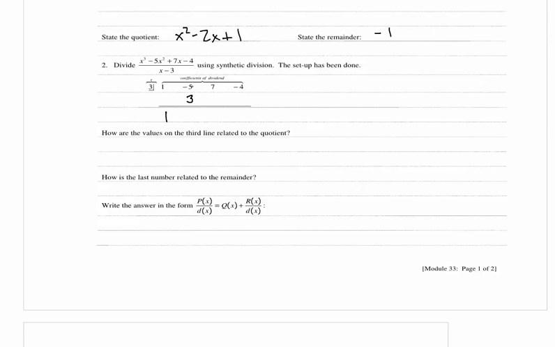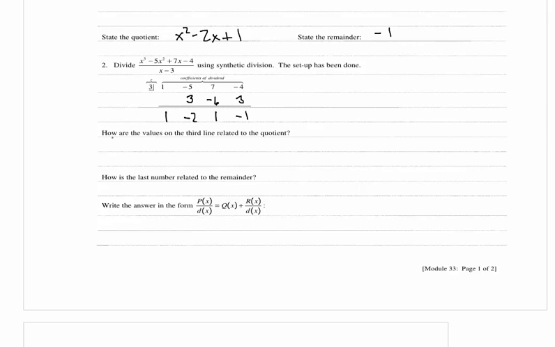And then we're going to add the next coefficient and the number we just placed there, so negative 5 plus 3 is negative 2. And now we'll multiply 3 times negative 2, and that gives me negative 6. 7 minus 6 gives us 1. And then 3 times 1 gives us 3. And negative 4 plus 3 is negative 1.